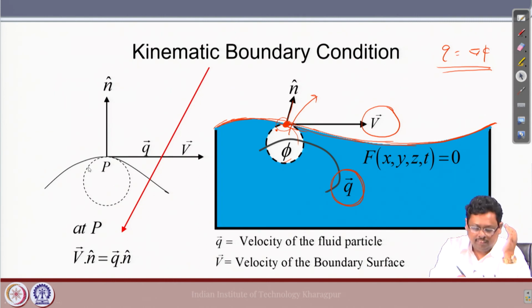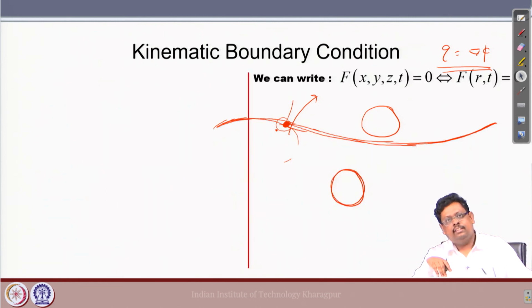So, this is the point P, and here q is the velocity of the fluid particle, and v is the velocity of the surface. Therefore, at this particular point the normal velocity of the boundary surface should be equal to the normal velocity of the particle, right. So, this is clear. Now, if it is clear, then the rest is basically algebra.